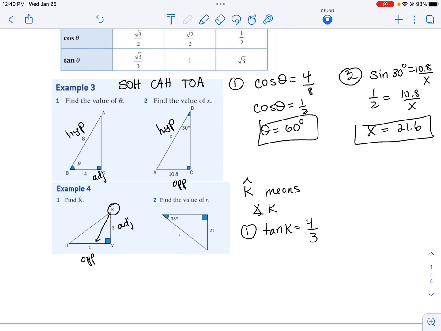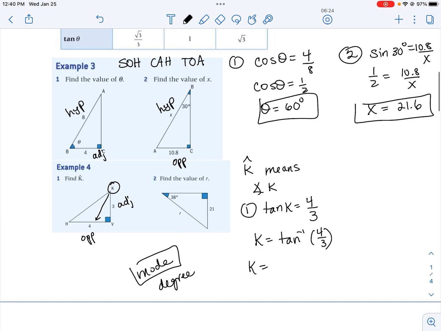So then what you're going to do is we need to undo the trig function. So you check your mode, okay? Check the mode on your calculator. Because we're inside a triangle, we do want to be in degree mode. Unfortunately, on our last quiz, I had students that were in the wrong mode and got the wrong answer. So I'm getting 53.1 degrees.